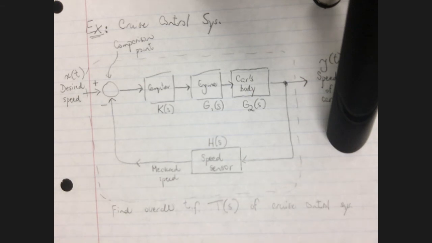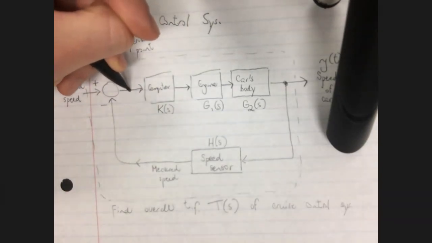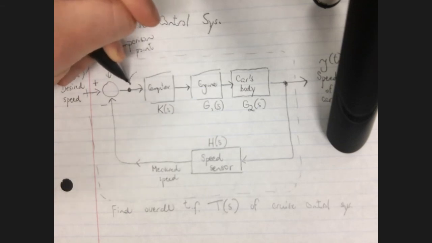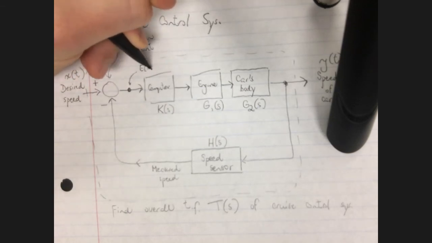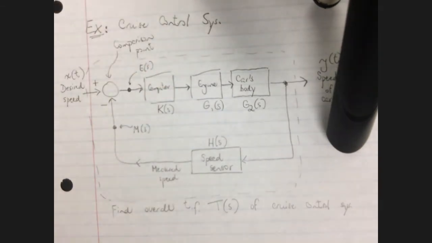I will give you a hint if you want to get more practice and do it little by little or from scratch. As usual, let's consider those intermediate signals. So this signal right here, let's call it E of S. And this signal right here, let's call it M of S. So if you write the equations for those, it might help you out. But again, if you're pretty clever about it, you might not even have to.